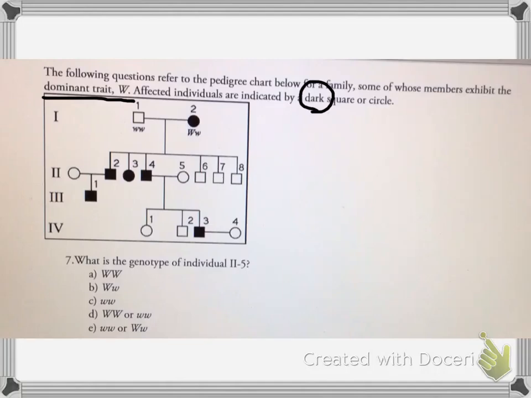So the first question is, what is the genotype of individual 2-5? So you go to the 2 generation, and then you find individual 5. And you can see that this person is a white circle. If they're white, that means they're not affected.